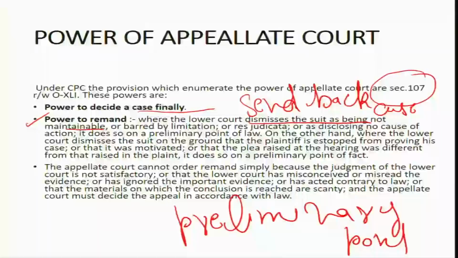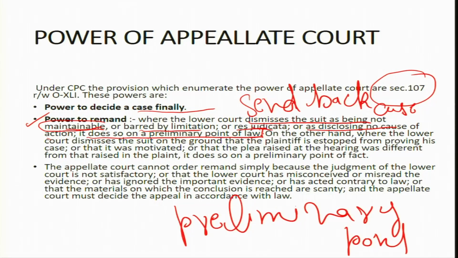When would this be exercised by the appellate court? When the lower court dismisses or disposes of your case on the basis of a preliminary point of law or a preliminary point of fact. Here are a few examples. What are preliminary points of law? Dismissing the suit as being not maintainable or barred by limitation, res judicata, or as disclosing no cause of action, it does so on a preliminary point of law.